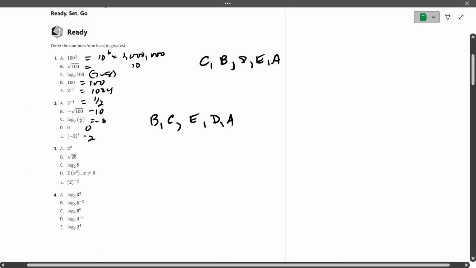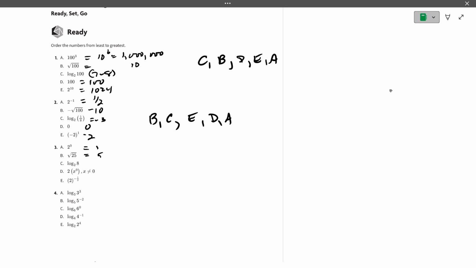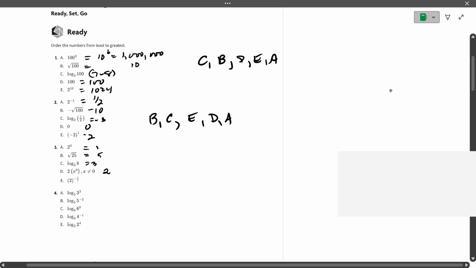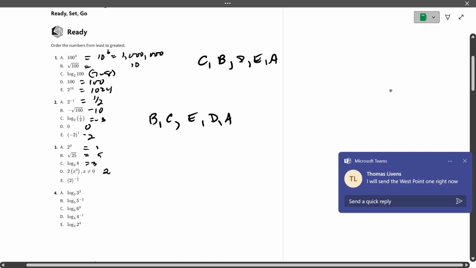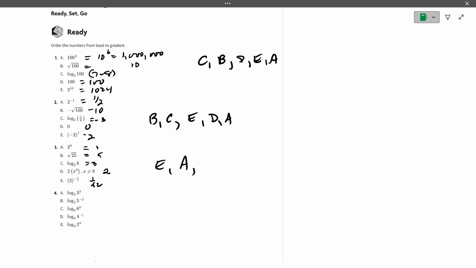Number 3, 2 to the 0 is equal to 1. Square root of 25 is 5. Log of 8 at base 2 is 3. X to the 0, where x doesn't equal 0, is 1, so that's 2 times 1, which is 2. And 2 to the negative 1/2 power is 1 over the square root of 2. All right, so in order, number 3: E, A, B, C, D.